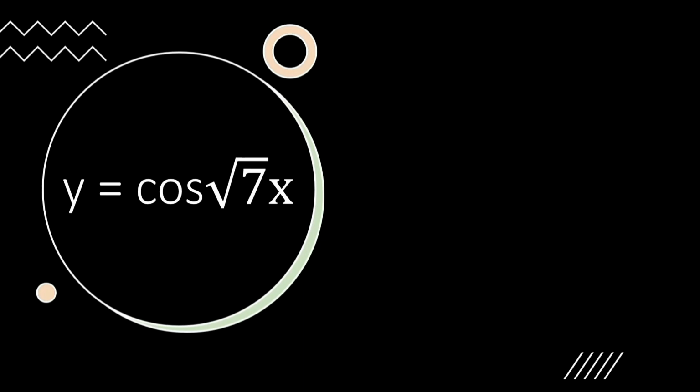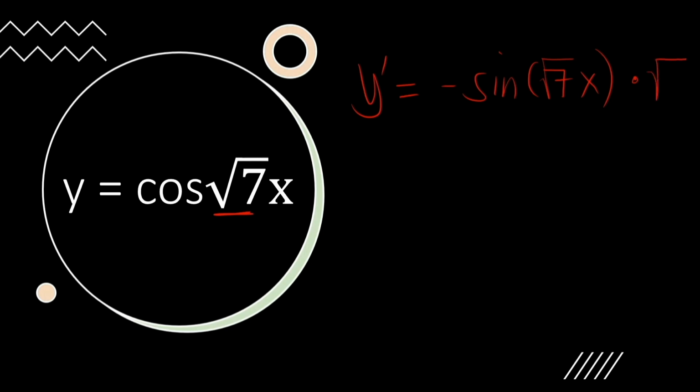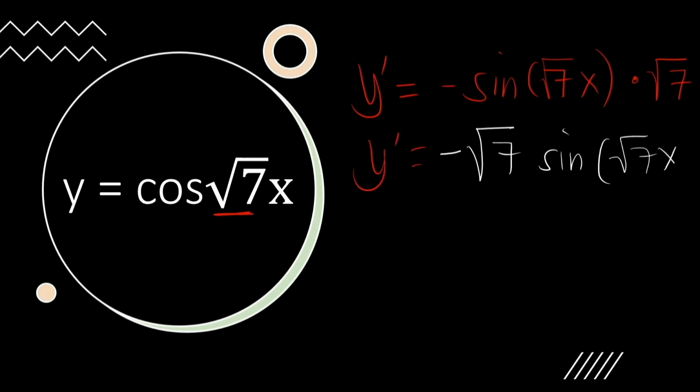So, y is equal to cosine square root of 7x. So, y prime is equal to the derivative of cosine, which is negative sine. So, yung inside function, i-copy lang natin yung square root of 7x times the derivative of square root of 7x, is constant multiple rule. So, this is a constant, i-copy lang natin si constant. Then, derivative of x is just 1. So, therefore, final answer natin would be negative square root of 7 sine square root of 7x.